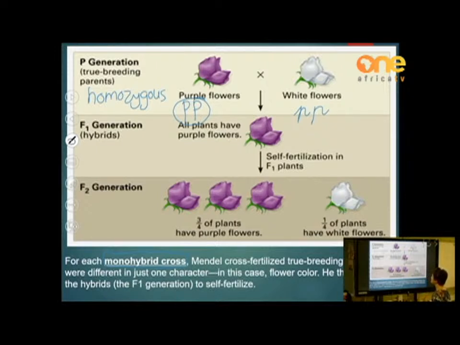And then he took all these purple ones, which then had 3/4 purple in the second generation. So this is the self-fertilized. They fertilize themselves with their own pollen. And the F2 generation showed 3/4 of purple flowers and 1/4 of white flowers.